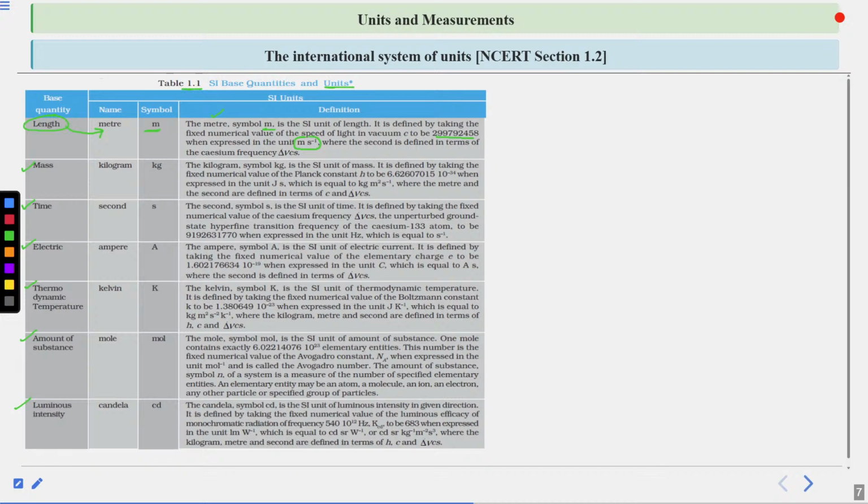So meter per second is the unit of speed, where second is defined in terms of the Caesium frequency. So this is our first fundamental unit. Second is mass. Mass is measured in kilogram, and the unit of kilogram is kg. So all these 7 units are internationally accepted. That's why we call it the International System of Units, or SI system.